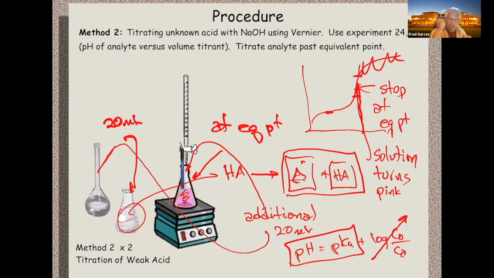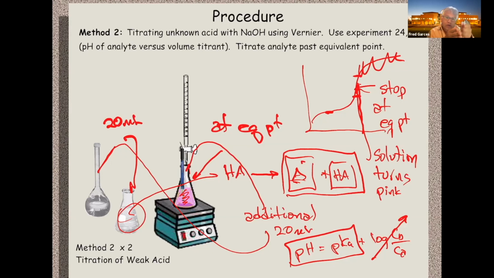You take a pH meter, you stick it in there and you read the pH. That pH is the pKa. The volume at the equivalence point, you can use that volume to calculate the moles of the base, to calculate the molecular weight of the acid. So the equivalent volume is still preserved, because you stop at the equivalence point. You want to record that data.